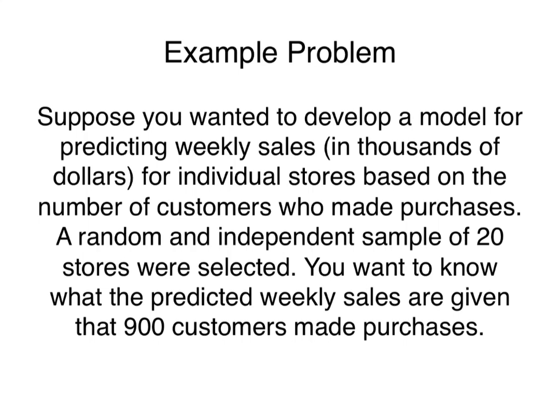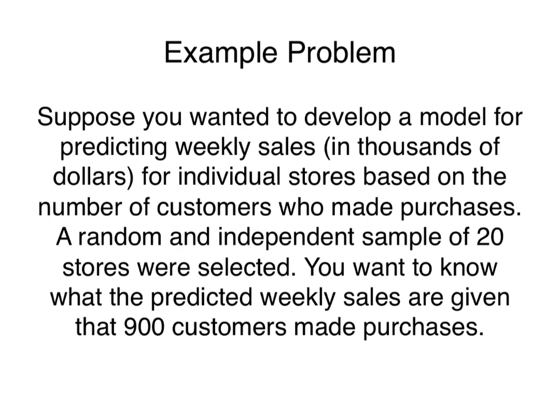So let's try an example. Suppose you wanted to develop a model for predicting weekly sales in thousands of dollars for individual stores based on number of customers who made purchases. A random and independent sample of 20 stores were selected. You want to know what the predicted weekly sales are given that 900 customers made purchases. So the outcome that we're predicting, weekly sales, is continuous, and our explanatory variable, number of customers, is also continuous. And we want to use the number of customers to predict weekly sales.